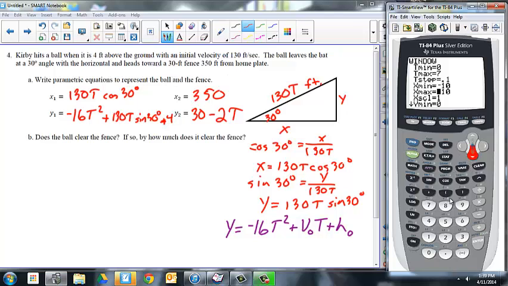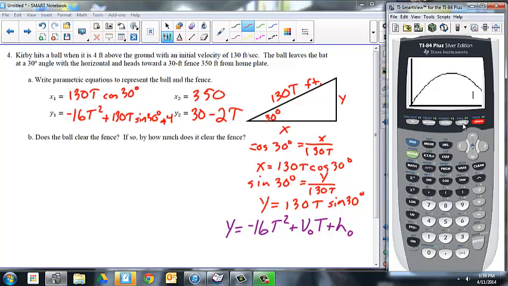I know I need to go past 350 because the fence is 350 feet away, so I'm going to go up to 400. The Y minimum, 0 is fine, but I probably want to go higher than 5. I'm going to do like 100. It really isn't hugely important, but it may help me get a better view of the situation. So let's take a look. All right, there's the flight of the ball, and there's that fence. And what do you know? It has cleared the fence. Clearly, the ball is over the fence. So that's answering the first question. Yes, it has cleared the fence.